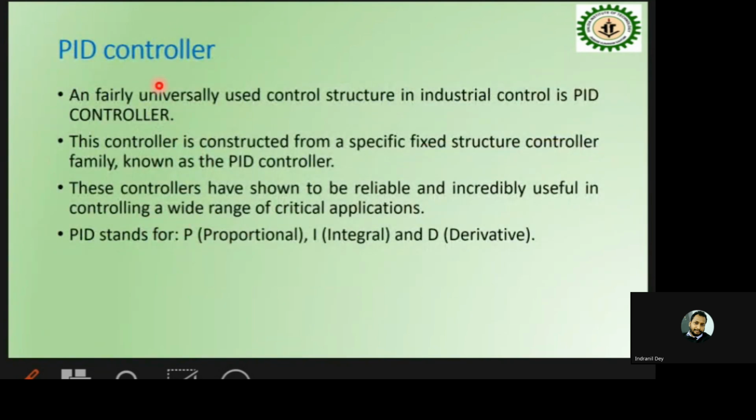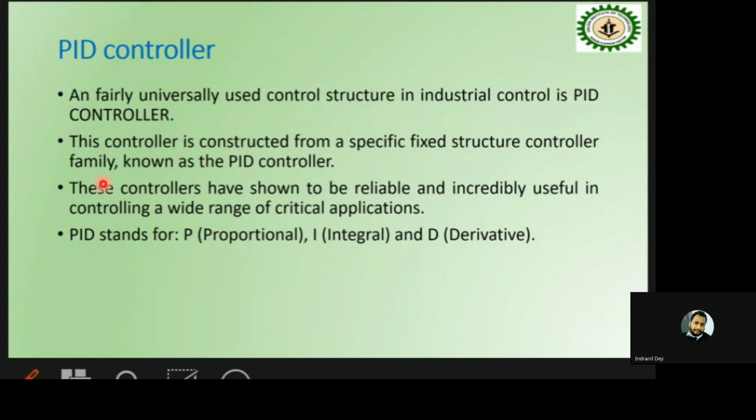Next, which controller is mostly used in industry? The answer is the PID controller. It is a fairly universally used control structure in industrial control. This controller is constructed from a specific structure controller family. So the structure of the PID controller is always fixed. That is why it is called a specific structure controller.